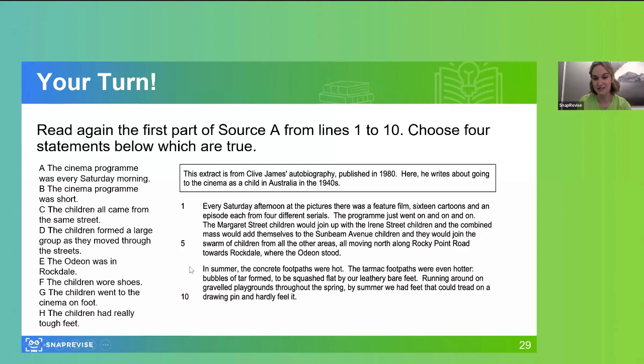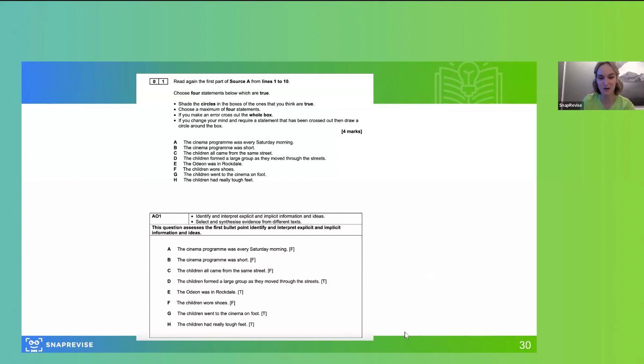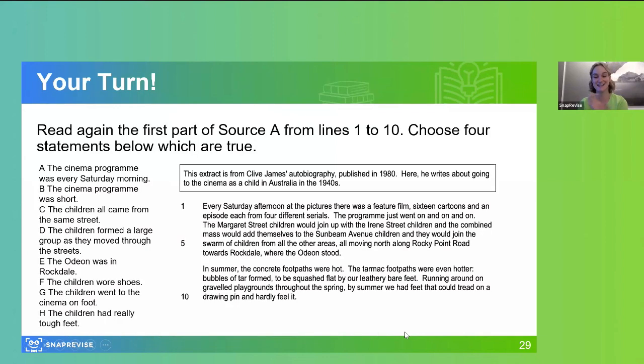F, children wore shoes. Is that true or is that false? And again, there is one word that literally tells you whether or not this statement is true. Exactly. They have bare feet. Very key.